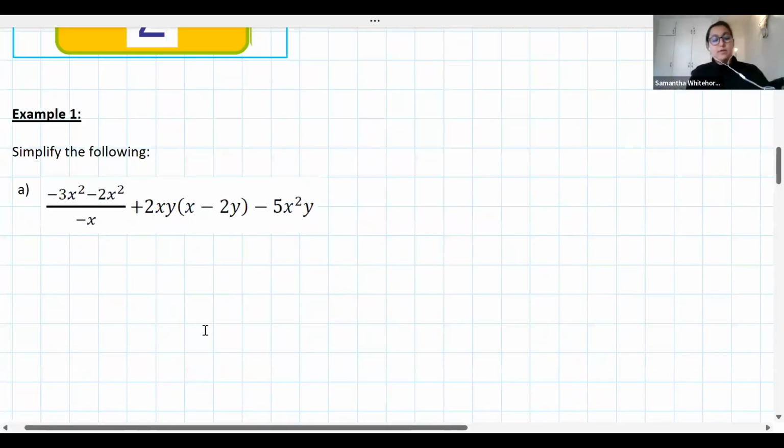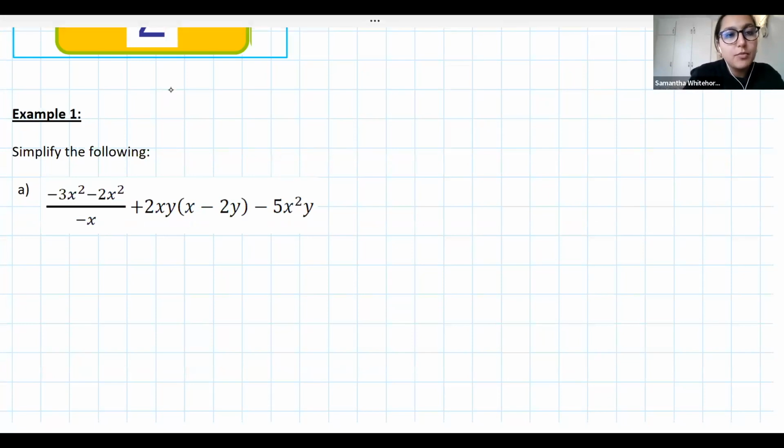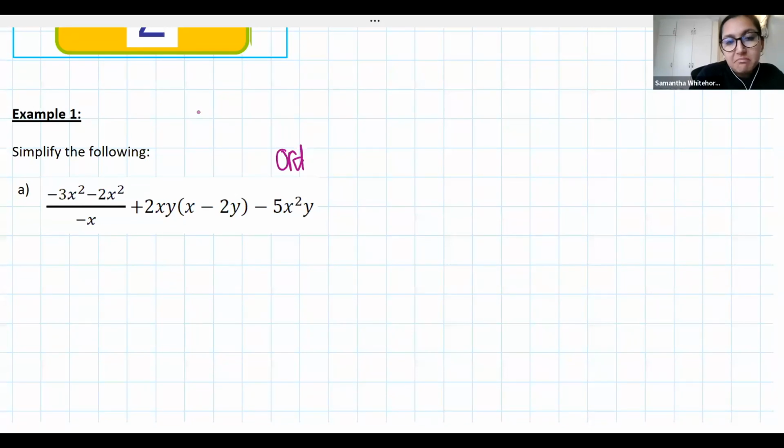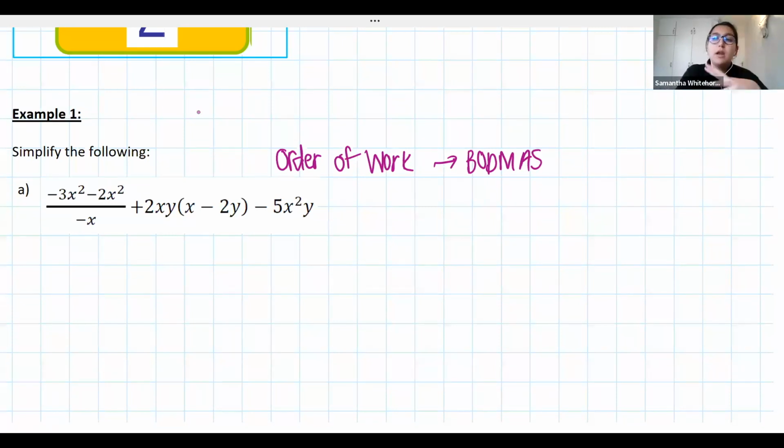So what we're going to have a look at today, like I say, is order of work. You might have heard order of work before because I often use this phrase. But what this refers to is making sure that we are following BODMAS or BEDMAS. Essentially making sure that we are doing each operation in the correct order so that when we simplify our expression, we have correctly simplified it to get our answer.